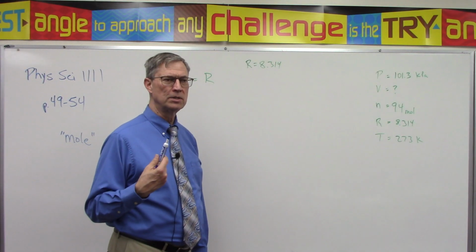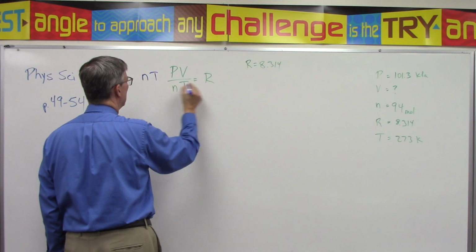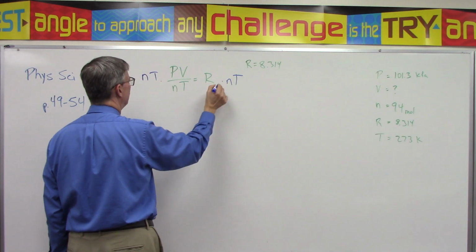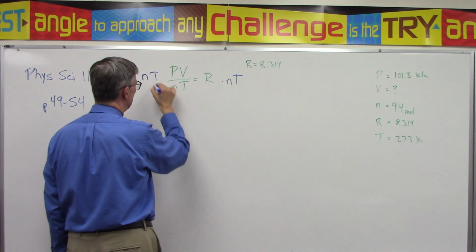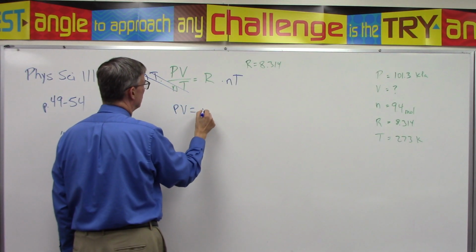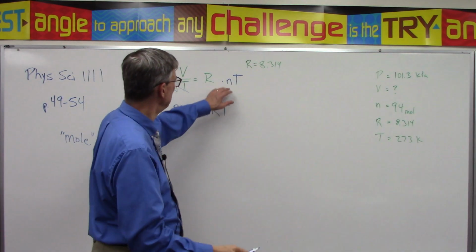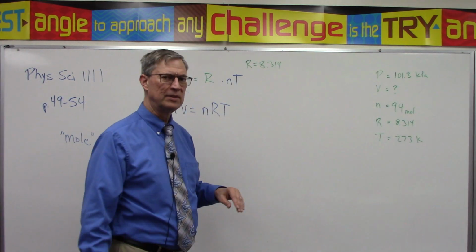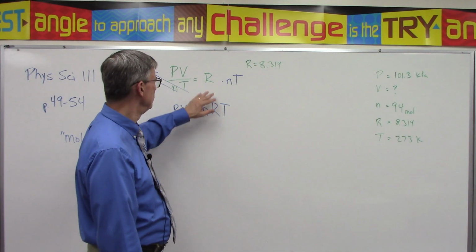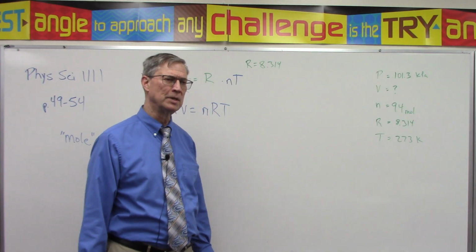I think the easiest way to start is to multiply both sides times NT. Okay? And so then this cancels and this cancels, so I have PV equals NRT. So all 3 of these are on the same side. In fact, this is usually the form that I have seen this formula in. I don't usually see it in this one. This is the way they have it in the PACE and kind of have you memorize it.